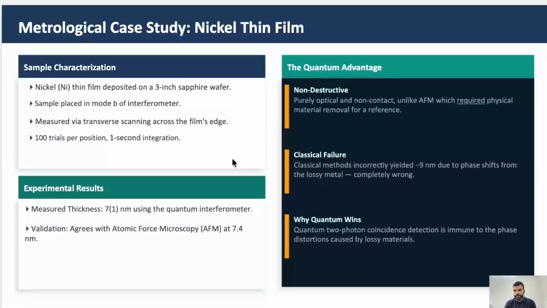Now here's the critical comparison. The classical interferometry used the same apparatus but with classical 1550 nanometer light, and returned a thickness of minus 9 nanometers, a completely unphysical negative result. The lossy nickel film degrades the fringe visibility so severely, from 95.7% down to 82.7%, that the phase measurement became corrupted. The film appeared as an etched substrate rather than a deposited coating.